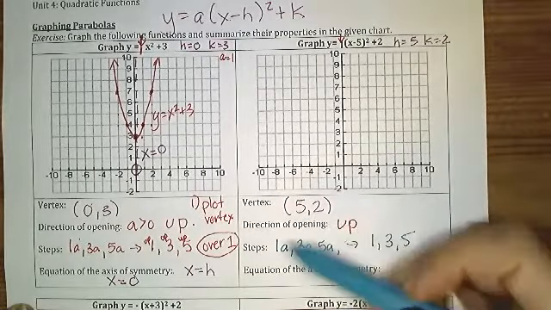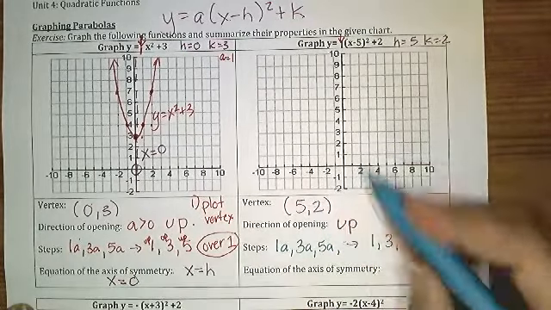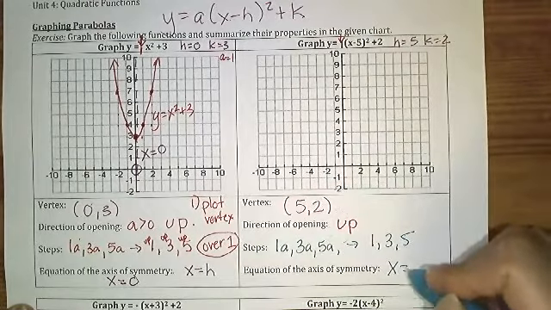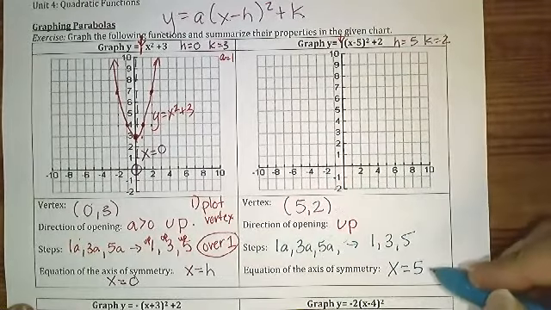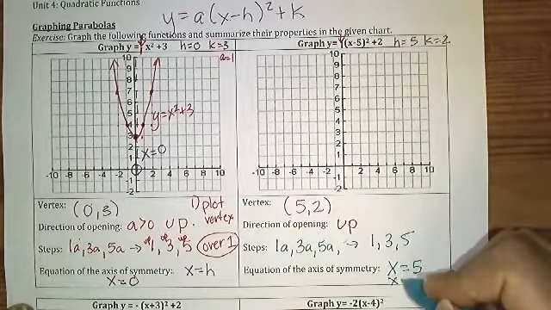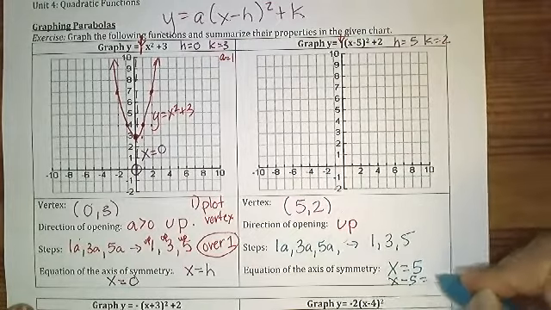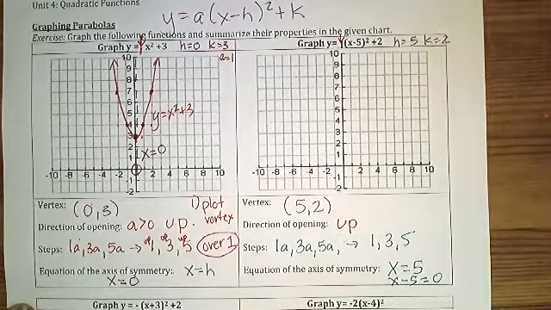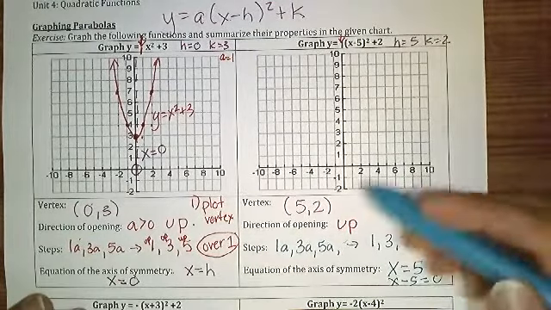The axis of symmetry, as we discussed in the first example, will be x is equal to 5, our h value. You can also write it in the form x subtract 5 is equal to 0 if you prefer to write it in that form. So let's first do our first step.